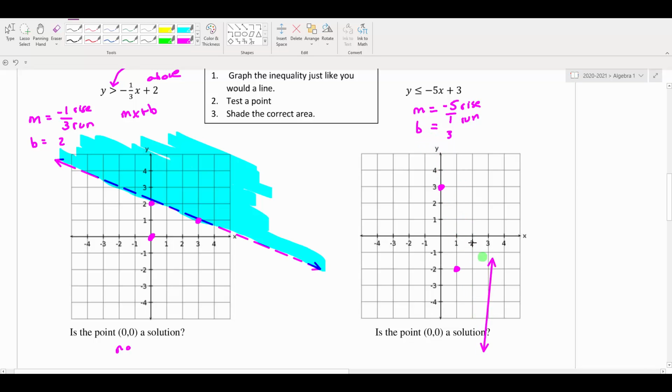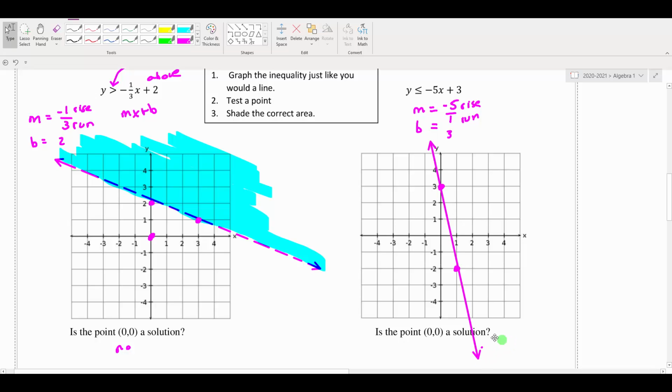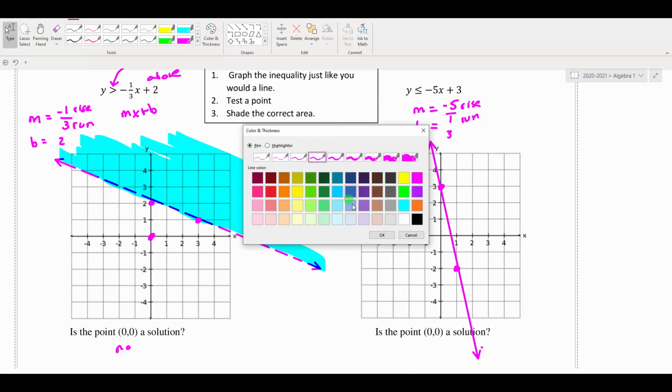Oh my gosh, it won't let go. There we go. All right, so there's my line, all nice and graphed for us. And since it is a solid line, we see that equal to bar there. We're just going to leave it solid. I'm not going to dash it.